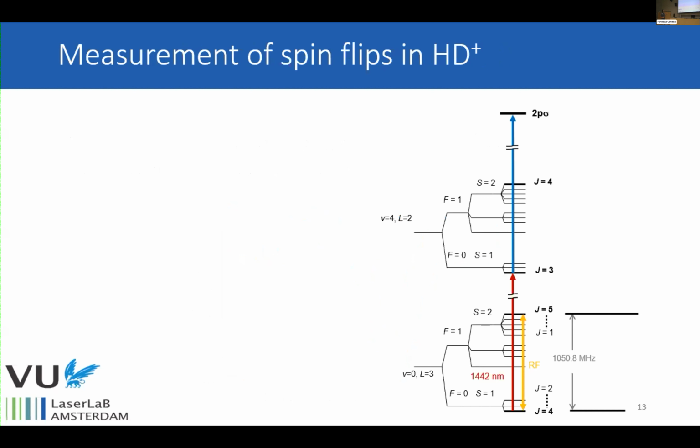So then back to the measurements of HD+. We have the magnetic field characterized, so we can get back to our measurements. Again, to summarize, we want to measure this spin flip frequency with RF.